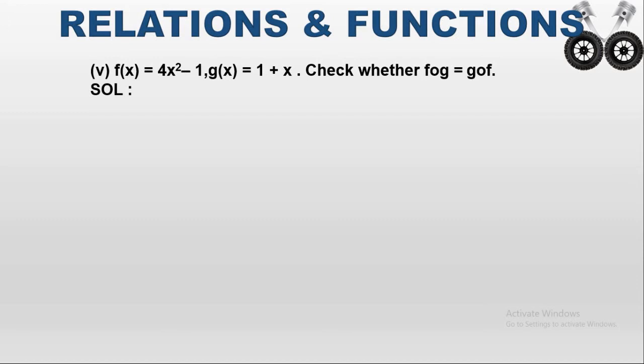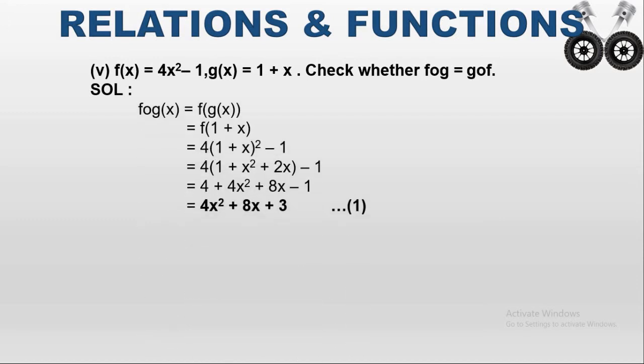So first we have to write f composition g of x equal to f of g of x. So what is the value for g of x? The g of x value is 1 plus x. So that can be written as f of 1 plus x. So next, what is the value for f of x? f of x is 4x square minus 1. Wherever x, you have to substitute 1 plus x. So it will become 4 into (1 plus x) whole square minus 1.